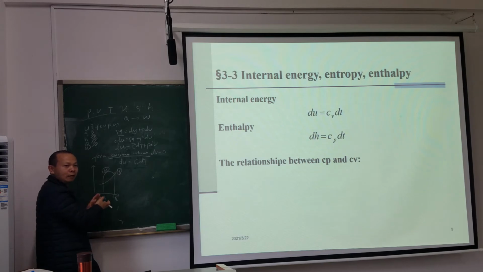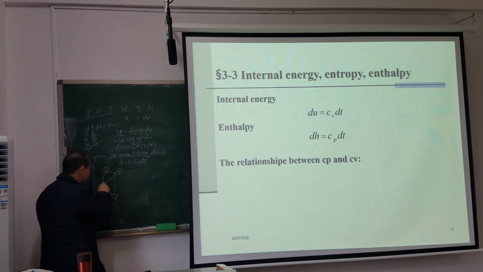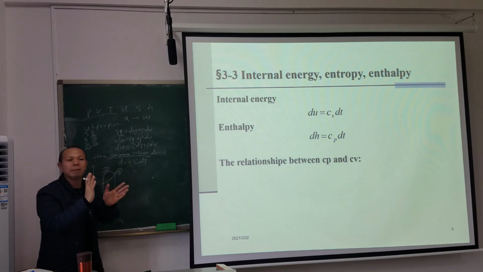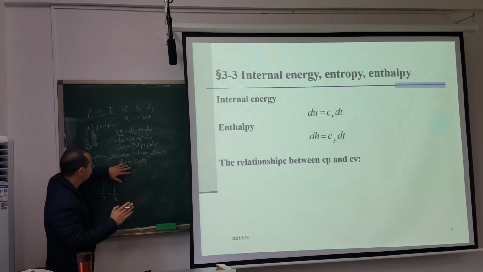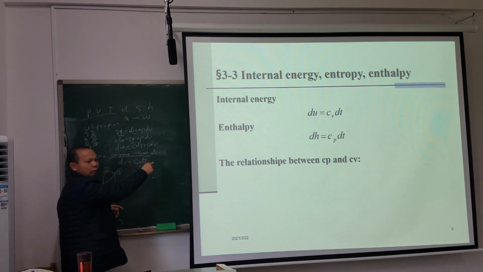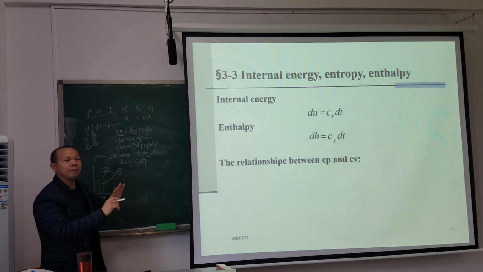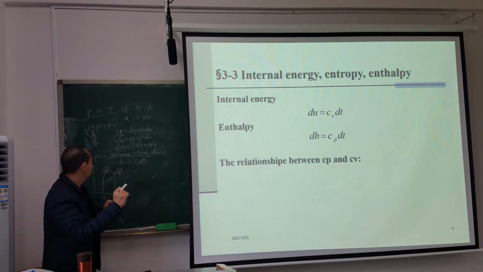Significantly, this U2 minus U1 is equal to that U2 minus U1. So remember it. When we got this equation, we added the constraint of constant volume, but the equation can be used in any condition. Just remember it.